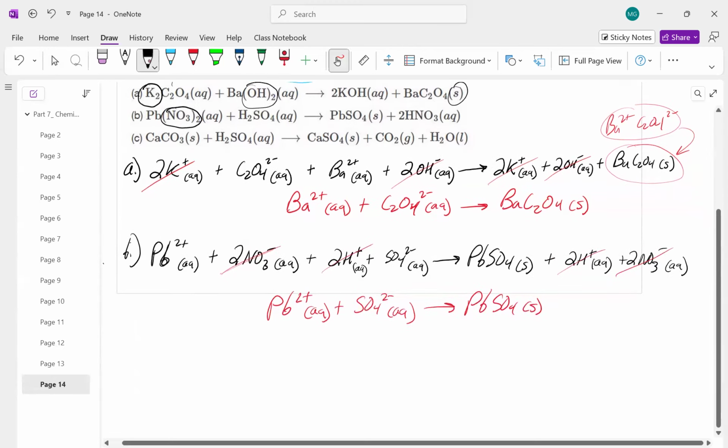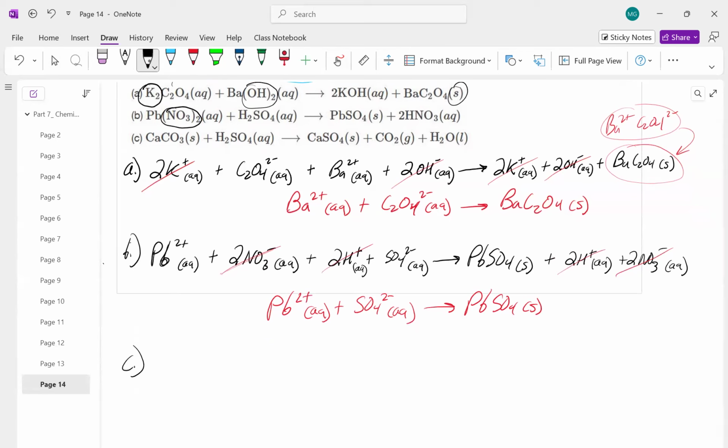Now let's look at one more, letter C here. On our reactants, our first reactant, calcium carbonate, says it's a solid. That's fine. Don't think of that as strange. We just won't break it up because it says it's a solid. And the next reactant, H2SO4, is aqueous, so I will break that up. I have two hydrogen ions and one sulfate ion.